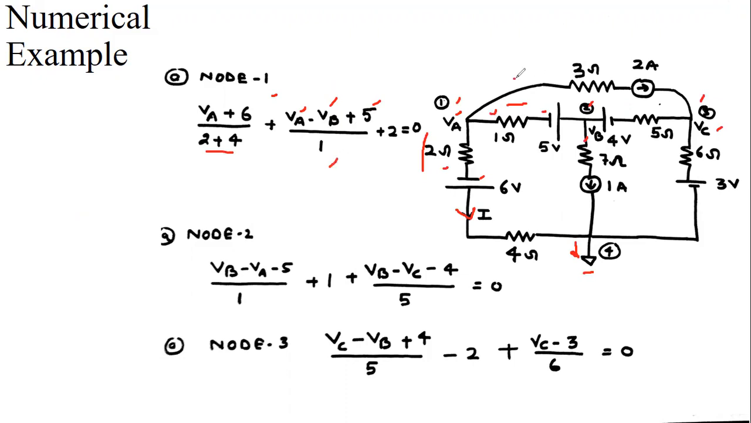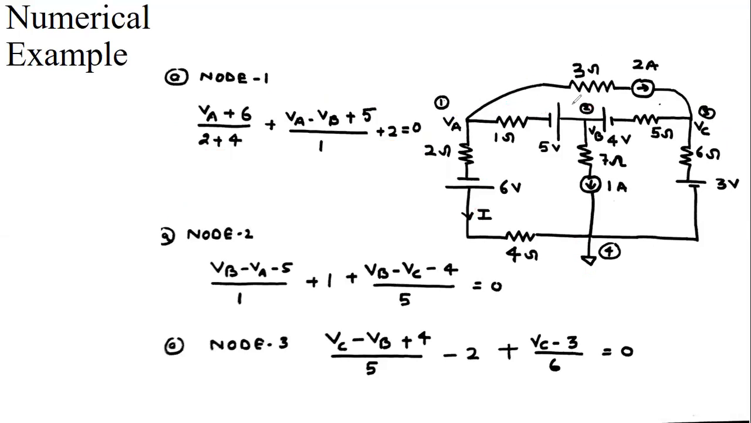Okay. And the current in this branch: because a current source is given, no need for any other resistance or voltage. So the current is 2 amperes. So this is plus 2 equal to 0. So this is my first equation at node 1.